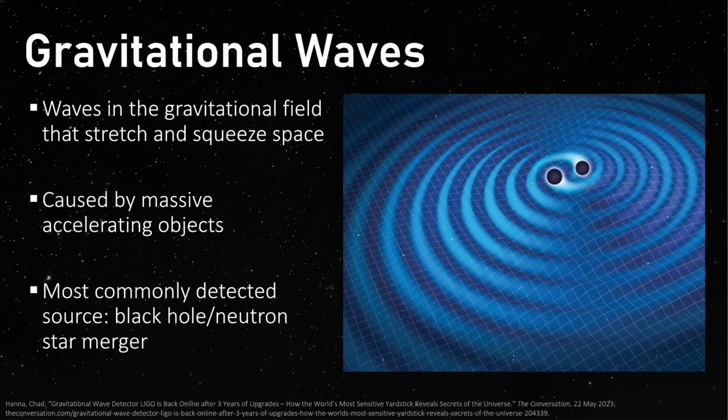So, what are gravitational waves? They are these ripples in the gravitational field that travel at the speed of light. They were first predicted by Einstein's general theory of relativity, where he stated that when an object with a really high mass accelerates, it distorts space-time and causes gravitational waves to ripple out from the source. The most commonly detected sources of gravitational waves in our universe are black hole mergers and neutron star mergers.